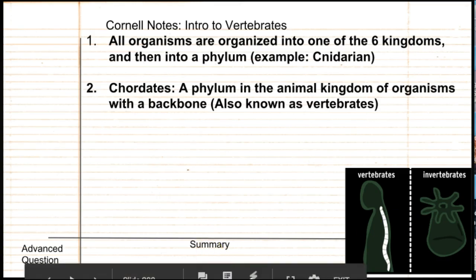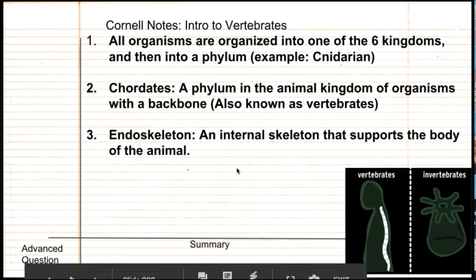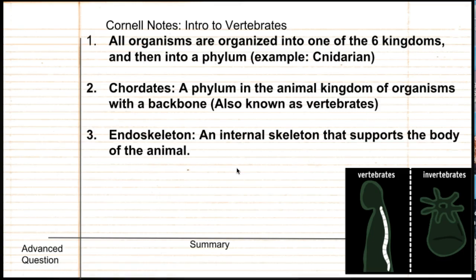Okay, moving on to 3. We talked about exoskeletons, but what's an endoskeleton? An endoskeleton is an internal skeleton, like you and me have, and that supports the body of the animal. A lot of the creatures that live in the ocean, not all, but a large majority, don't have skeletons because the water in the ocean supports their bodies.